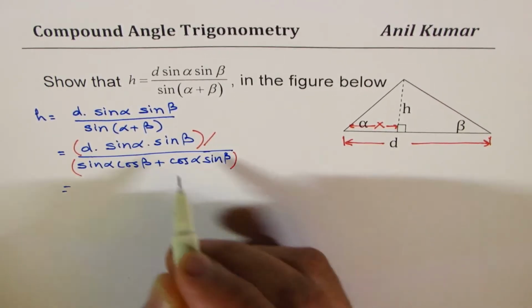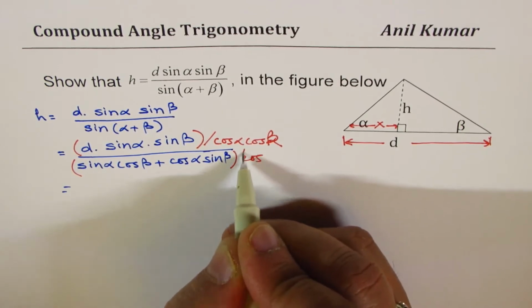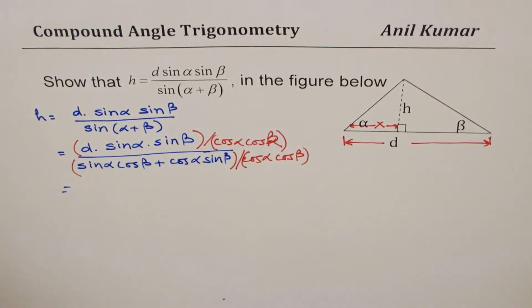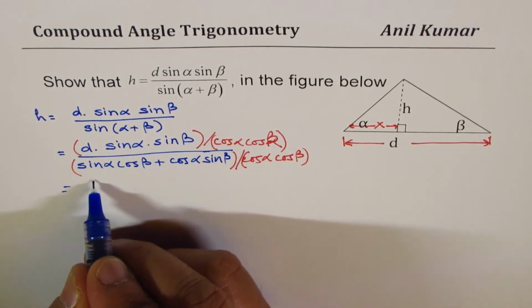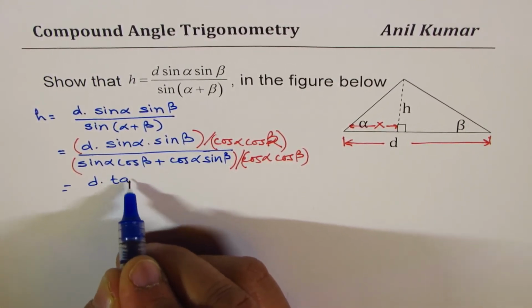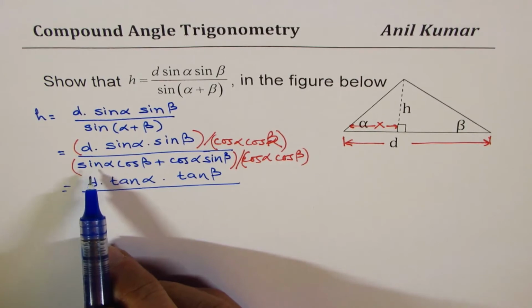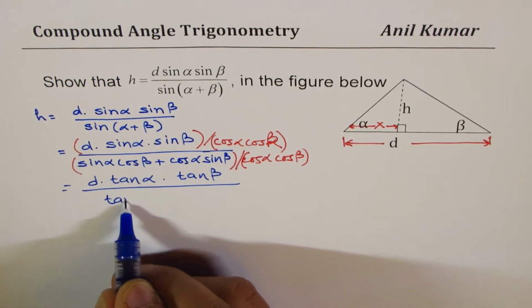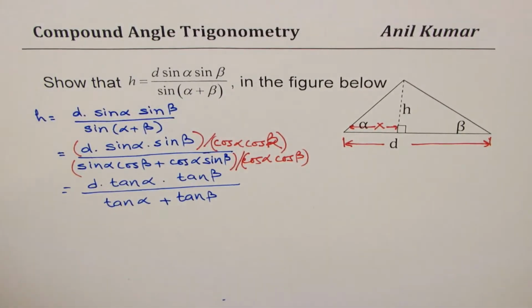Now, if I divide both the numerator and denominator by cos alpha cos beta, I can easily convert sine to tan. So when I do sine over cos alpha, it becomes tan alpha. In the numerator, we get d times tan alpha times tan beta. In the denominator, sine alpha cos beta divided by cos alpha cos beta, the cos beta cancels, and we get tan alpha, and here we get plus tan beta. So that is what this expression reduces to when we are talking about tan instead of sine.